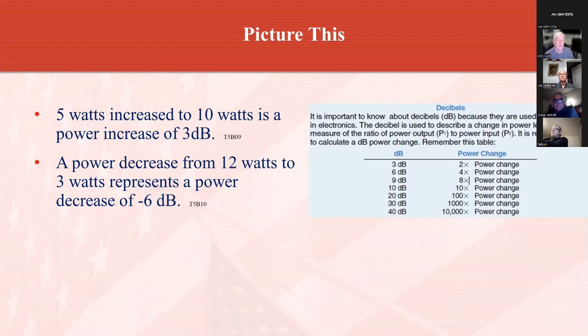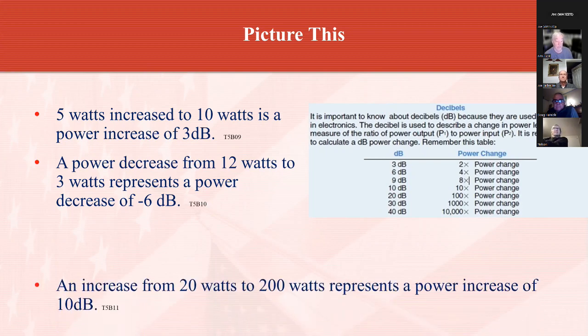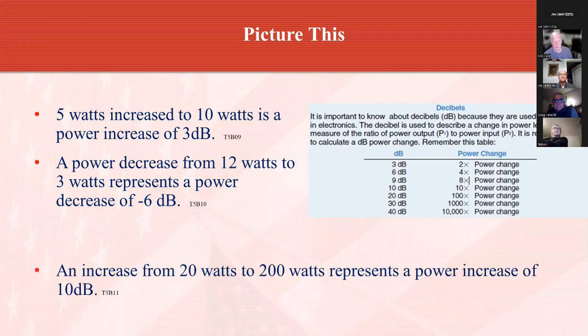So a power decrease from 12 watts to 3 watts represents a power decrease of -6 dB. An increase from 20 watts to 200 watts, looking at the chart over here, represents a power increase of 10 dB, 10 times. I'm pointing at the screen like you can see my finger. Okay.